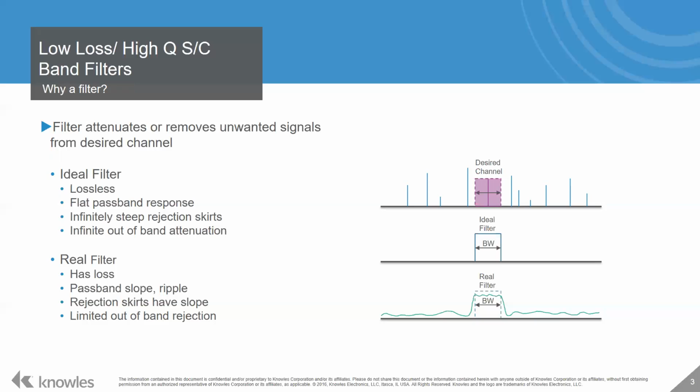An ideal filter, as shown in the middle graph, is lossless, has a flat passband response, infinitely steep rejection skirts, and infinite out-of-band attenuation. However, in the real world, real filters, as shown in the bottom plot, have loss, have passband slope and ripple. Rejection skirts have slope, and they have limited out-of-band rejection.